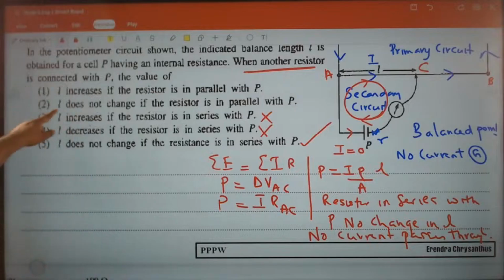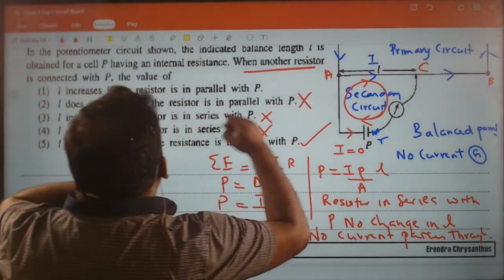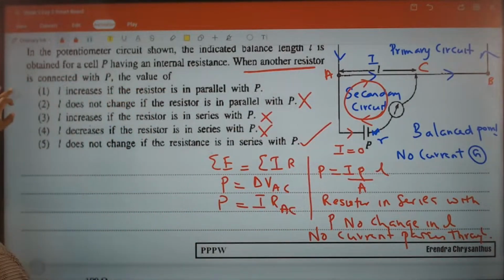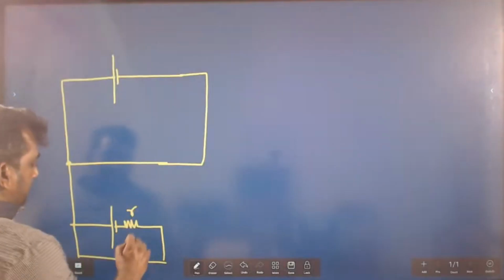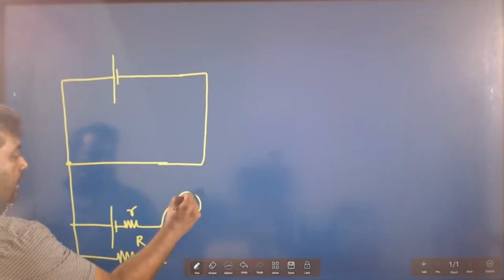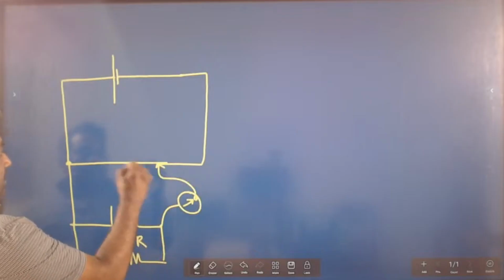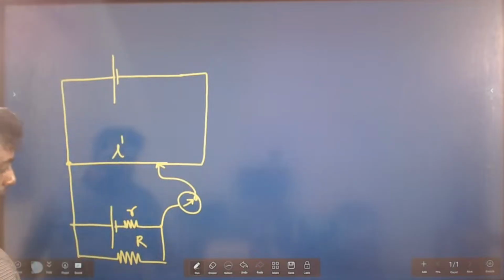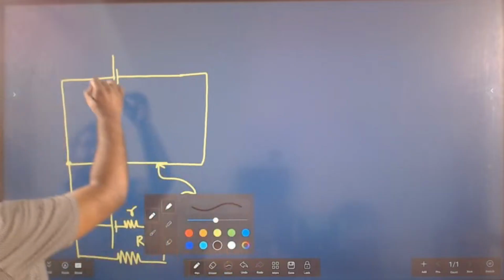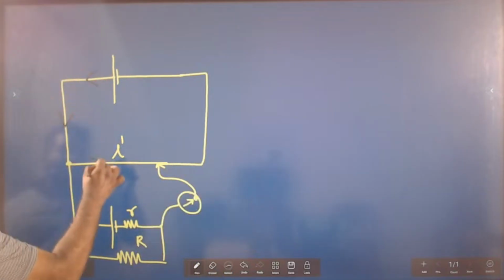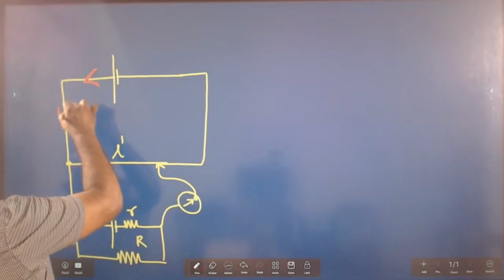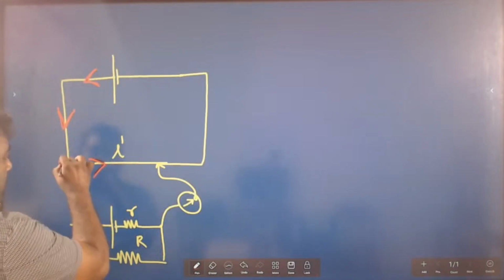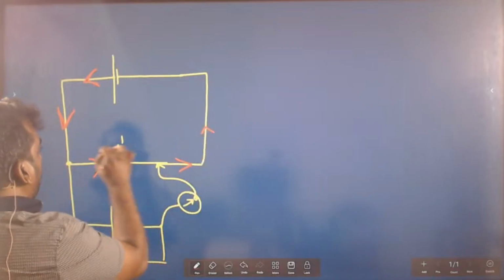L does not change if the resistor is in parallel. Wrong. Let's check that condition. Here we go. Now if I connect the resistor here, galvanometer deflection is 0, and the balance length I take as L dash. Here we can see it clearly. Current is passing through the circuit, but no current is going here. No current dividing. Current will keep on going there. Primary circuit current.